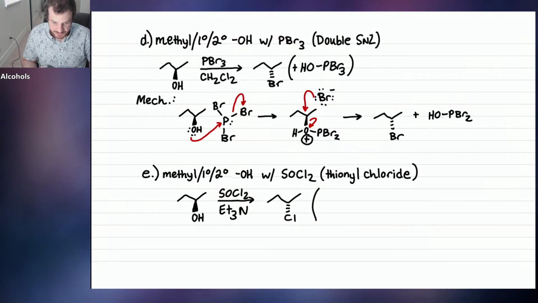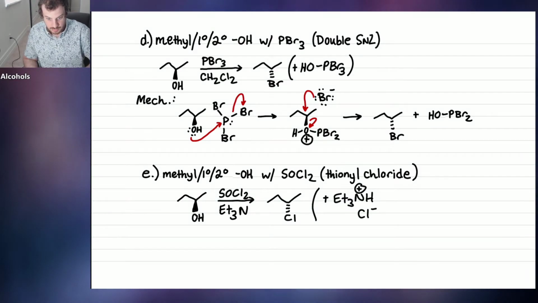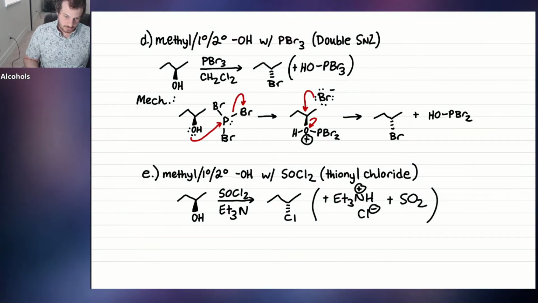There are some byproducts of the reaction you don't need to worry about, but just for your curiosity, it generates triethylammonium chloride plus SO2 gas. And notice that just like PBr3, the product undergoes inversion. Okay, so this is a nice alternative to the old school method if you want to replace an alcohol with a chloride with inversion of stereochemistry.